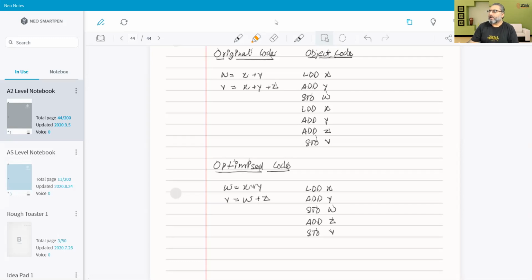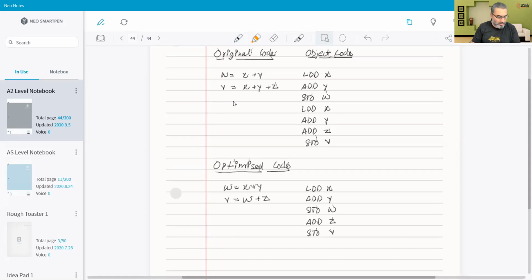Yes, W would not be loaded again, because when you load X, add Y and store at W, whatever is stored at W is already in the accumulator. So W is already in the accumulator. You just add Z to it, and then whatever the result, you save it to V. All right, so we were going to the website.